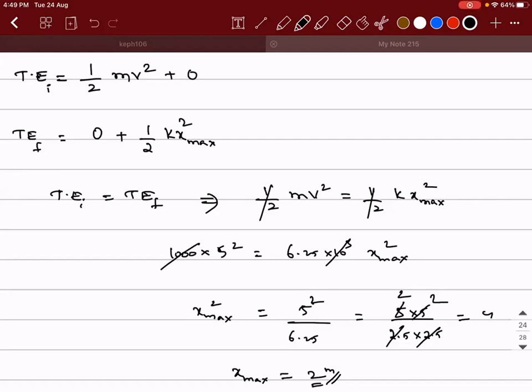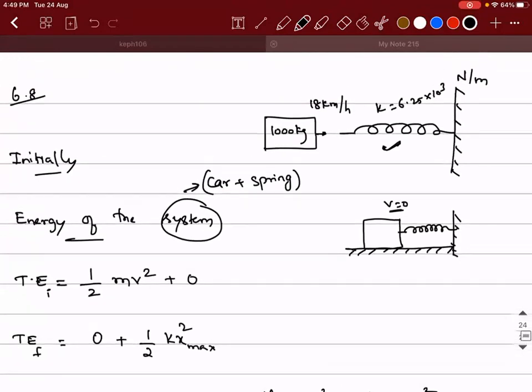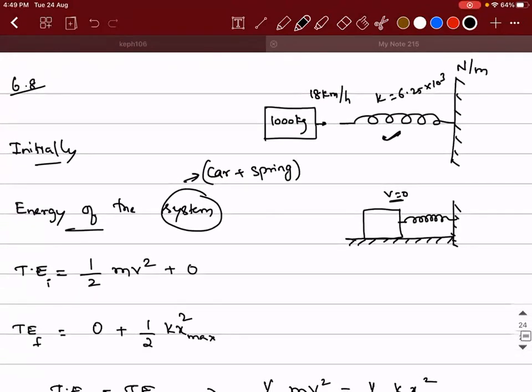Sir, can you explain TEI and TEF? TEI is the kinetic energy of the car plus potential energy of spring. So what is the kinetic energy of car before collision? It is half mv square, plus the spring is neither elongated nor compressed, so it doesn't have any energy stored in it. When it is in relaxed position, why would it have energy?